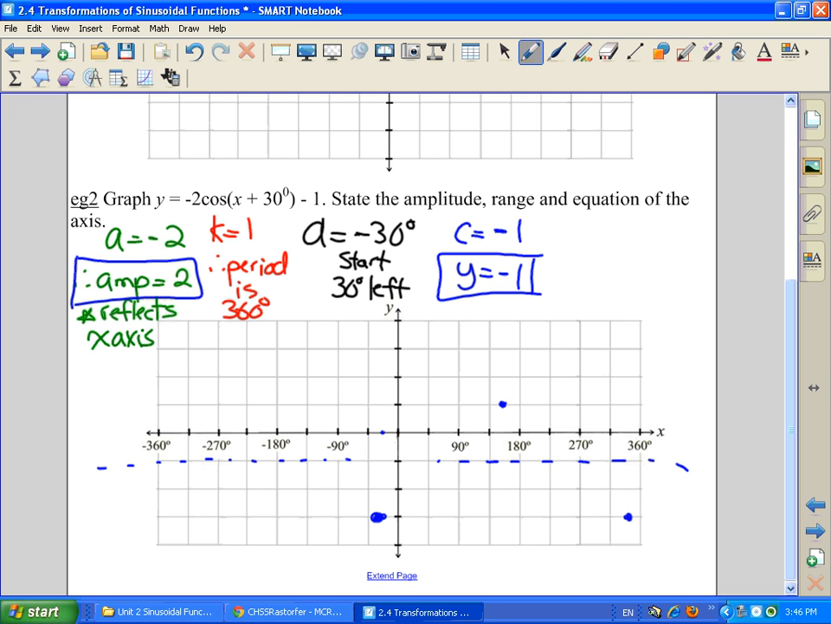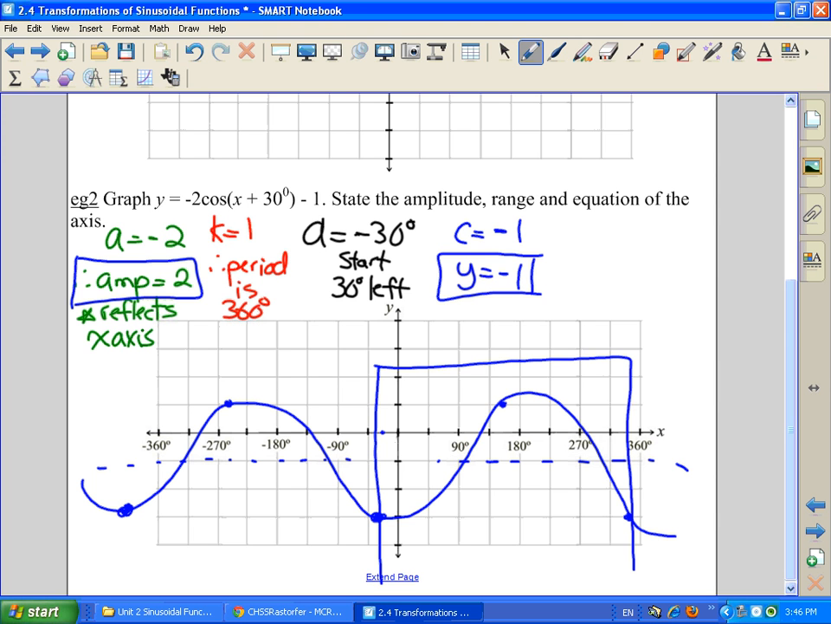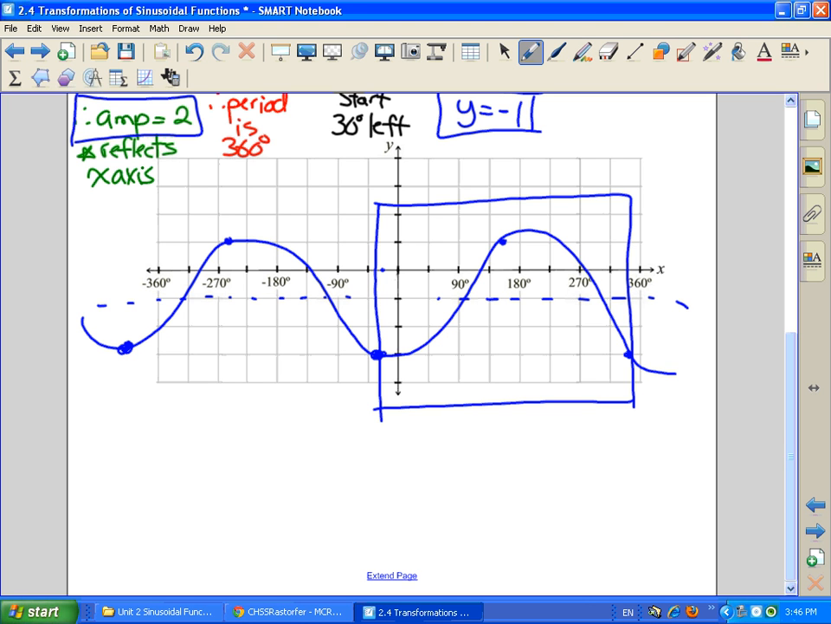Okay, just remember amplitude is 2. So since we started 2 below the axis, we need to have our maximum 2 above the axis. Okay, and just to be symmetrical on the other side, I need to have my minimum there, and my maximum is just about here. And then we're going to draw our nice smooth curve. Okay, and then I'm going to box out my one cycle just so that you know where's your starting, where's your ending. So again, you use your AKDC to help you draw your graphs.